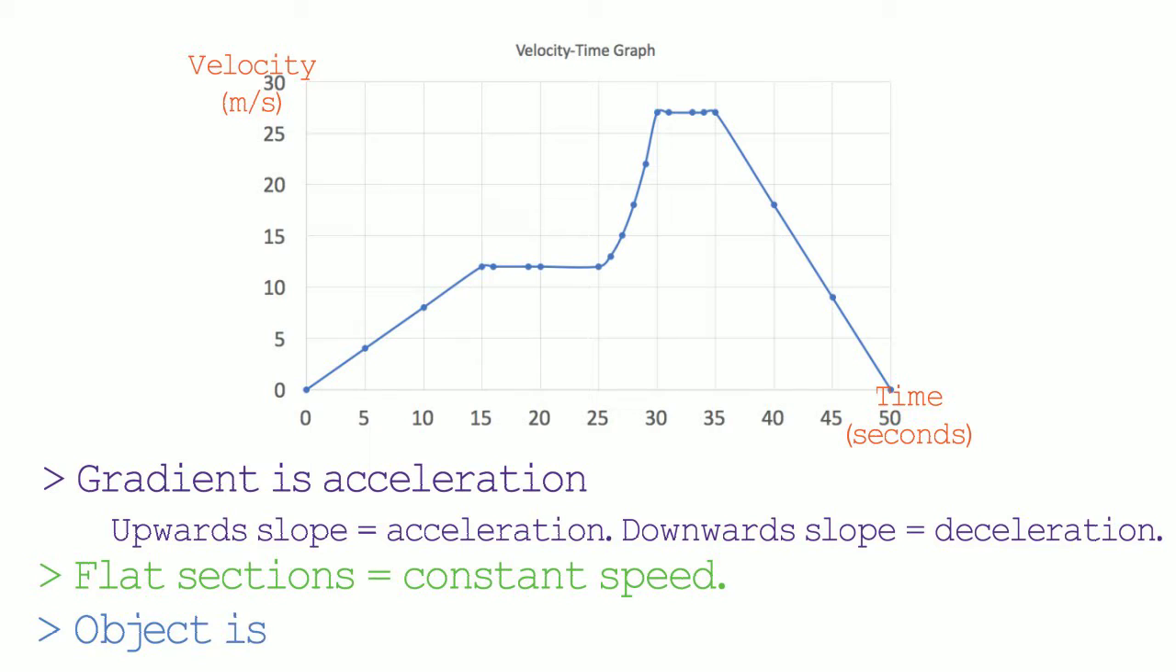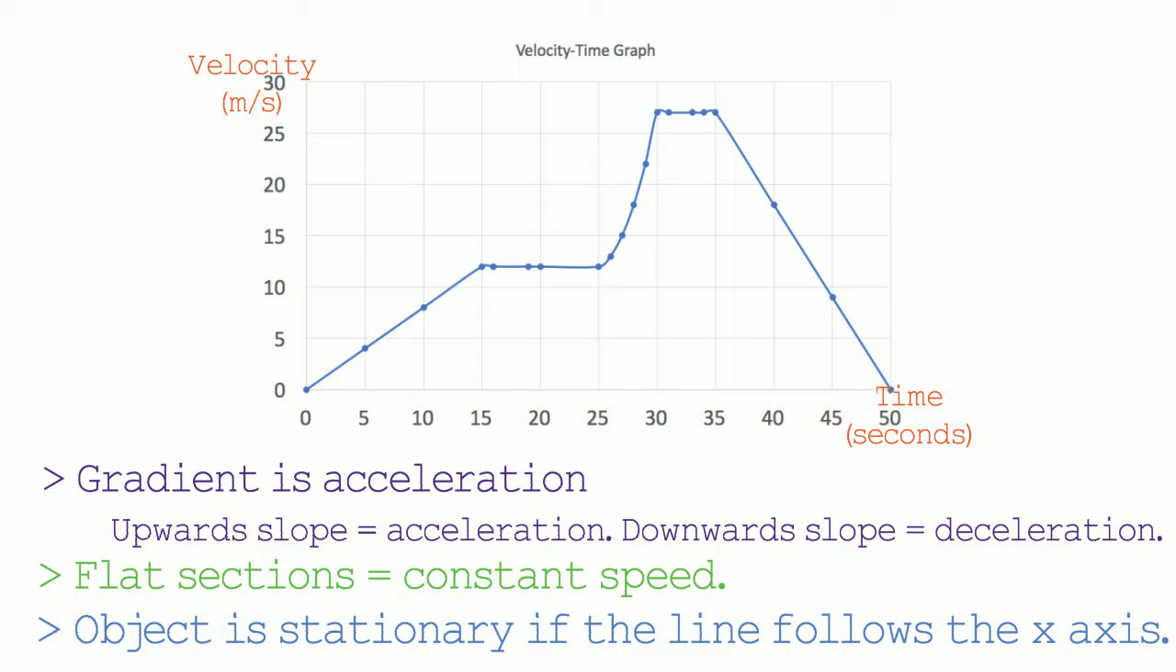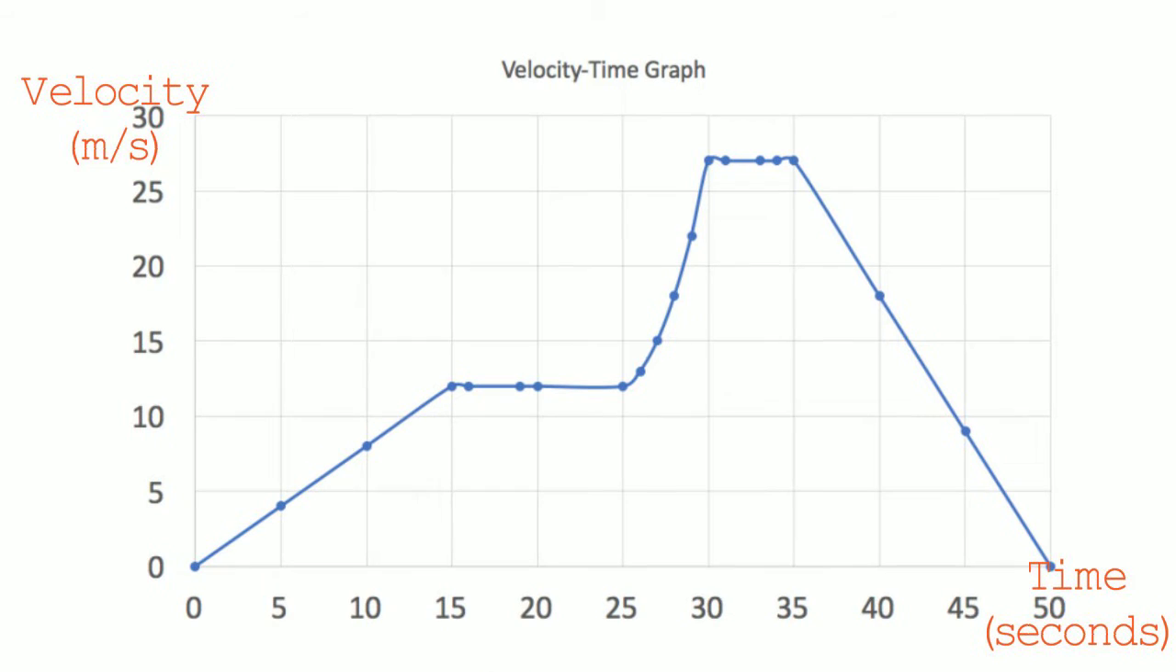The object would be stationary if the line was following the x-axis, and this is because when the line is on the x-axis, the velocity will be 0, and a velocity of 0 means that the object is stationary. The greater the gradient, i.e. the steeper the line, the greater the acceleration is. So let's have a look at this velocity time graph in more detail.